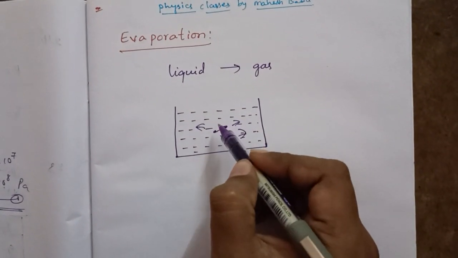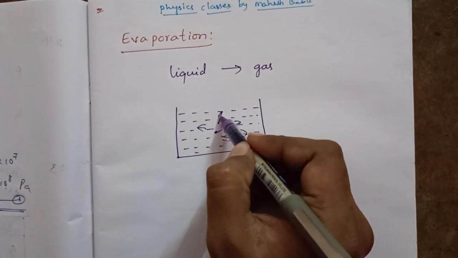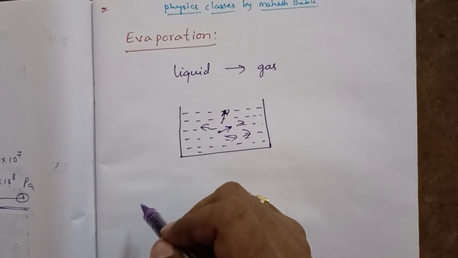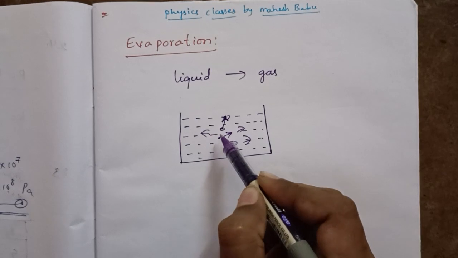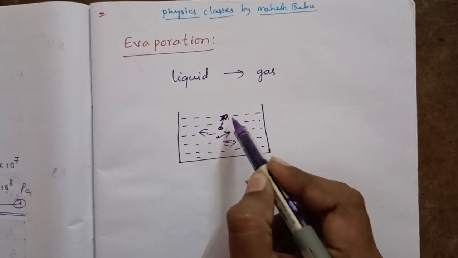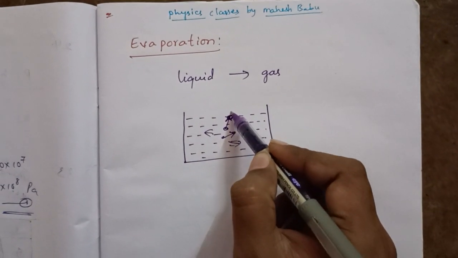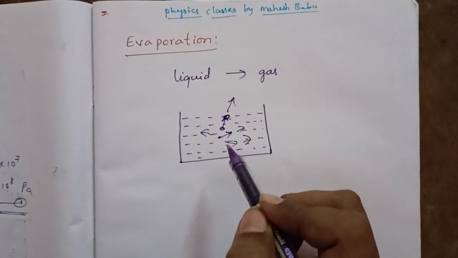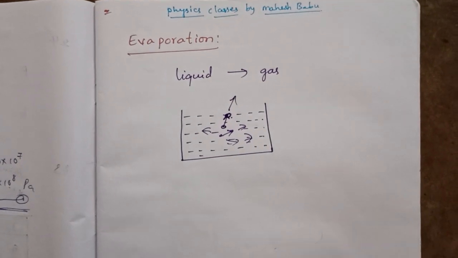In this process, a molecule inside the liquid collides with a molecule near the surface. This molecule's energy is transferred to the molecule at the surface. Then with that energy it flies off from the surface of the liquid. That is known as evaporation.